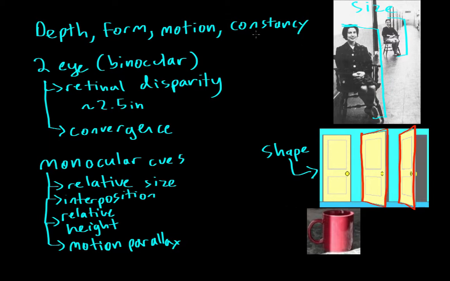And one other type of constancy is color constancy. Here we have a red cup, and despite changes in the lighting, we know, even though over here this red appears to be brighter than this red over here, this part of the cup looks darker, even though the actual color that is falling on our retina is different, we know that the cup is actually the same color. So that is color constancy.